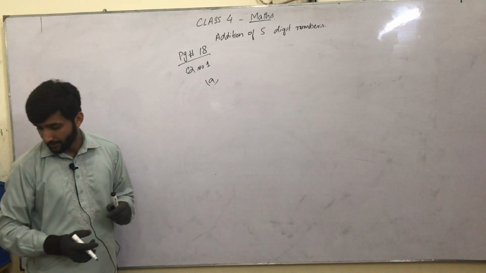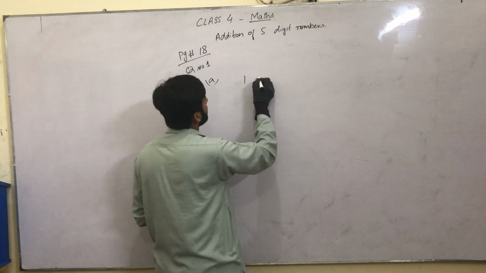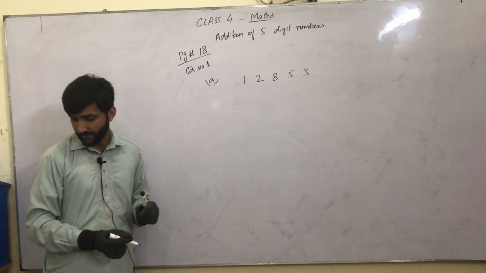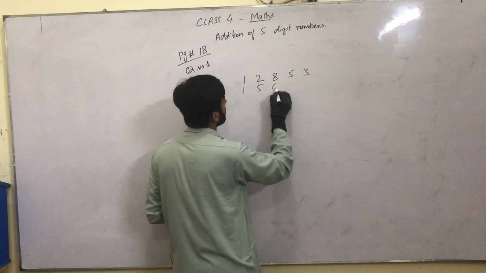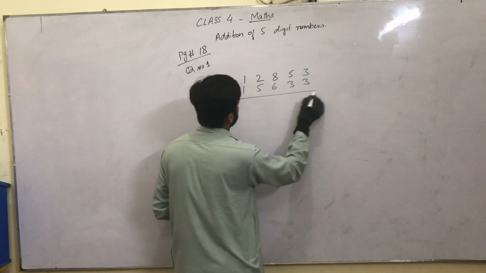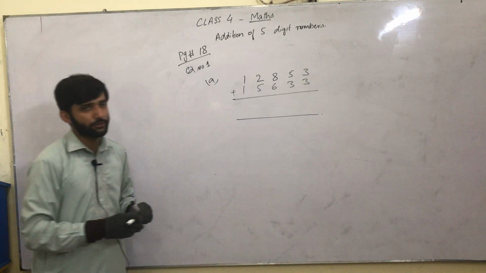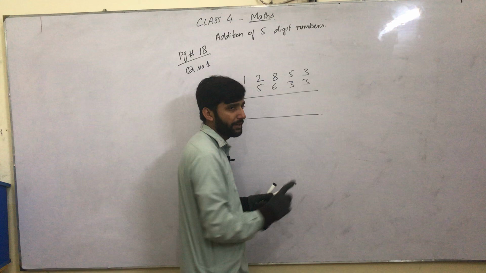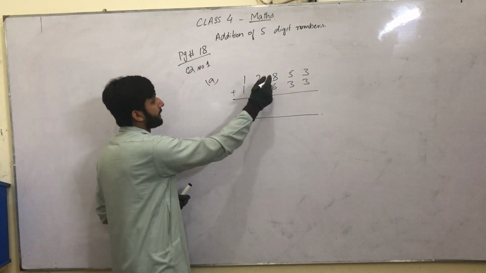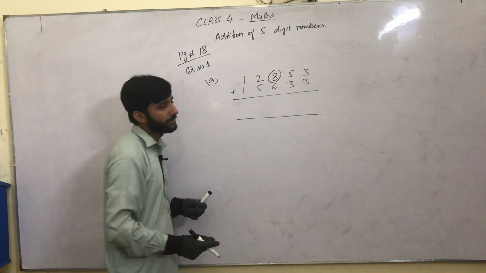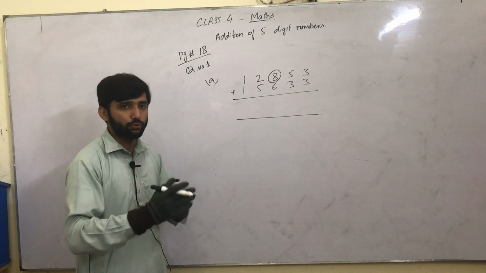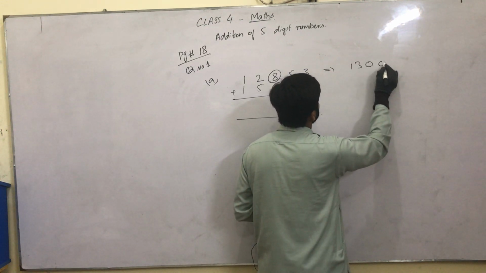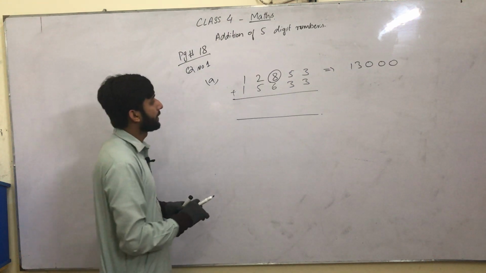A part. 12853. Then the second is 15633. We have to add. According to the question, first of all we have to estimate. This is 12,853, about 12,800. 800 means this is very close to 13,000, so I will take this figure as 13,000.